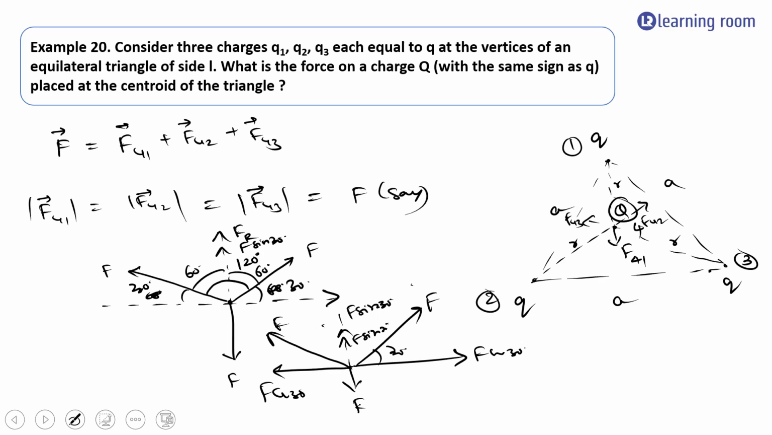F cos 30. Cos 30 is lost. And what about sin 30 now? Nitish? Sir, it will add up. Add. So F sin 30 plus F sin 30 is going to give you how much? F. Because sin 30 is half. So F sin 30 plus F sin 30 will give you F. The upward F will cancel the downward F. Hence the answer will be zero. So that is why you can say this particular system is at equilibrium.